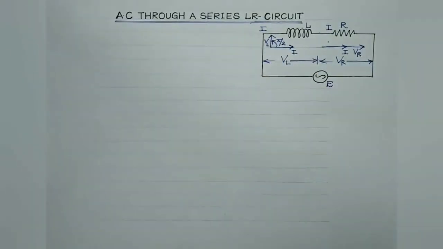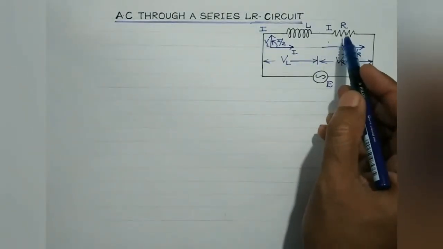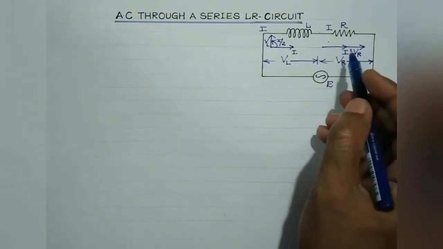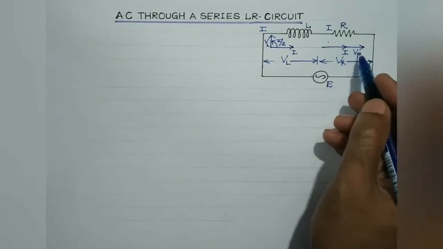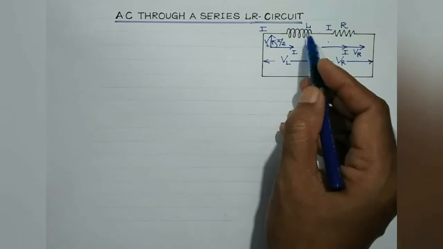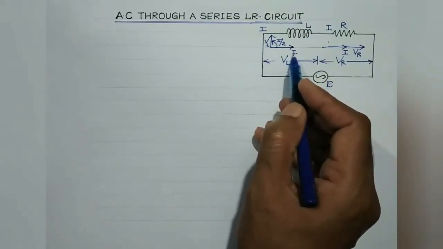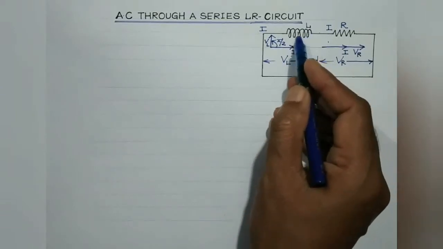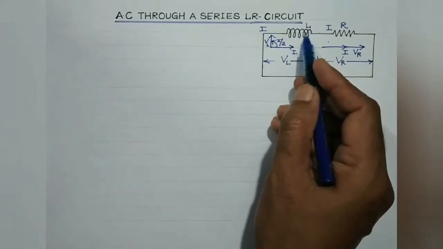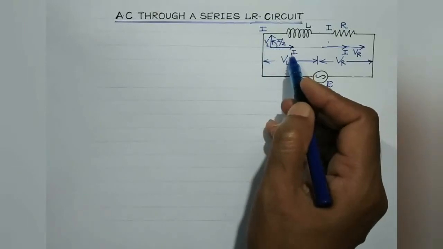Again I repeat, students, in the earlier topic we have discussed, in the case of an AC circuit comprising of a resistor only, the voltage and the current are in the same phase. While in an AC circuit comprising of an inductor only, the voltage leads the current by a phase angle of pi by 2. Or you can say in the case of an inductor in an AC circuit, the current lags behind the voltage by a phase angle of pi by 2.